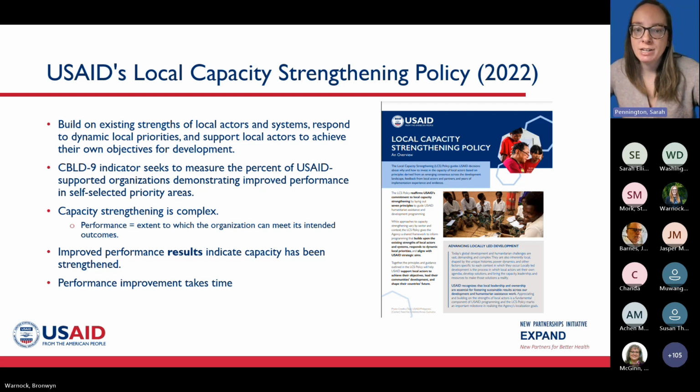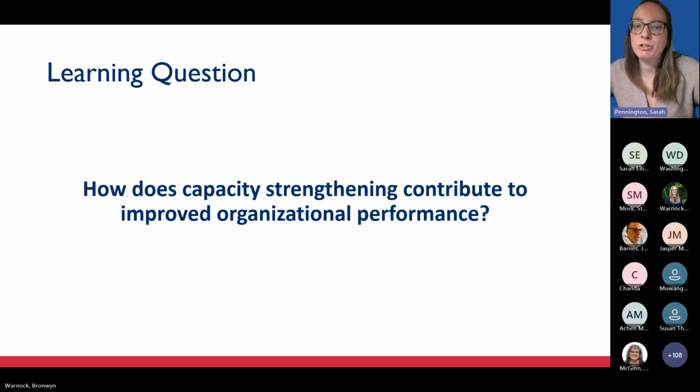Since every organization is going to have unique and specific performance objectives, we use the indicator CBLD9 to measure how many organizations are demonstrating improved performance in the areas they prioritize for themselves. Through this project, we sought to better understand the link between capacity strengthening inputs and performance improvement results. Thus, the learning question, next slide, that this paper aimed to address was, how does capacity strengthening contribute to improved organizational performance?